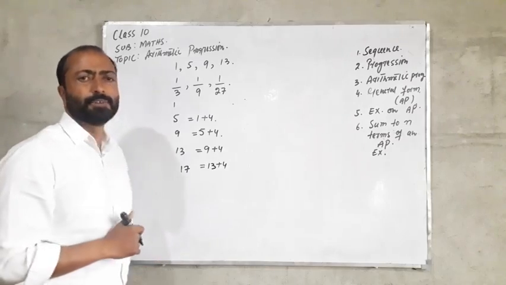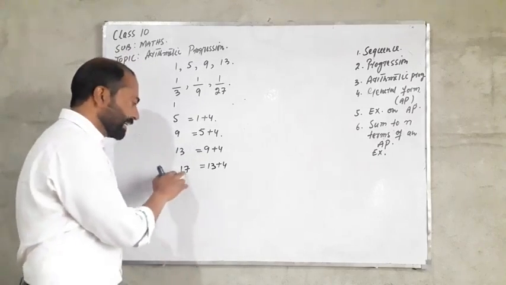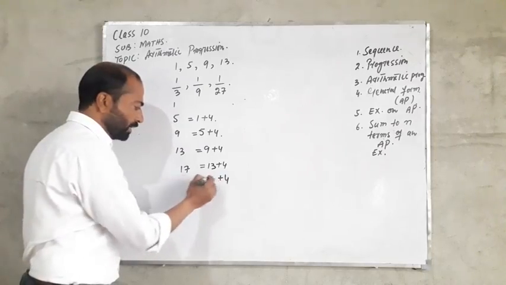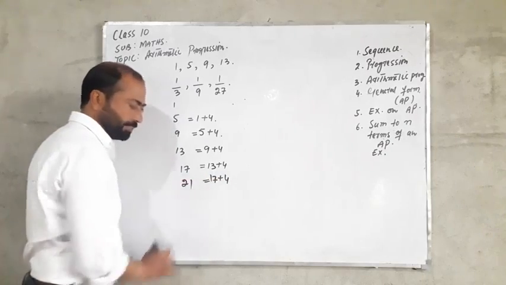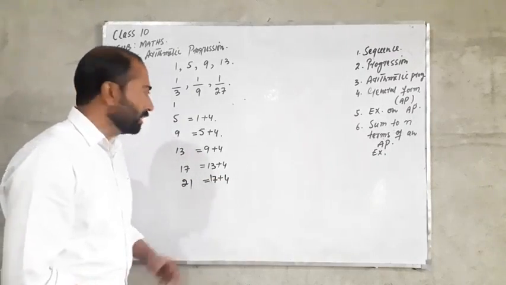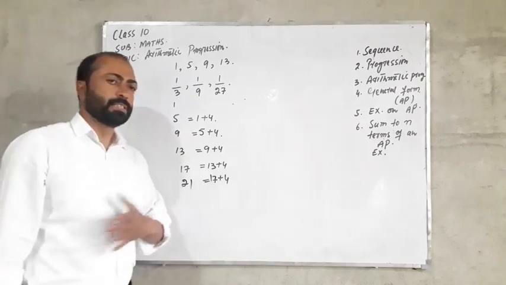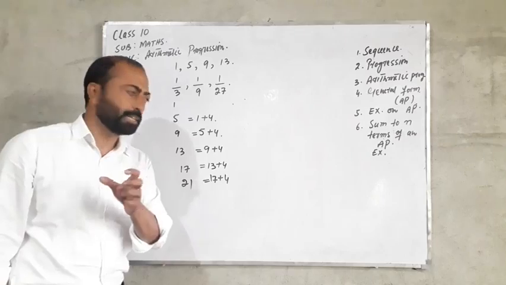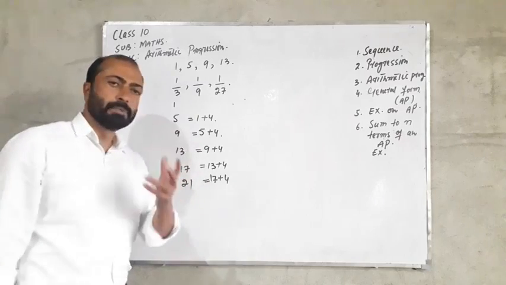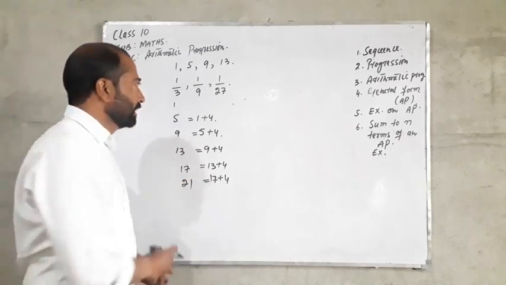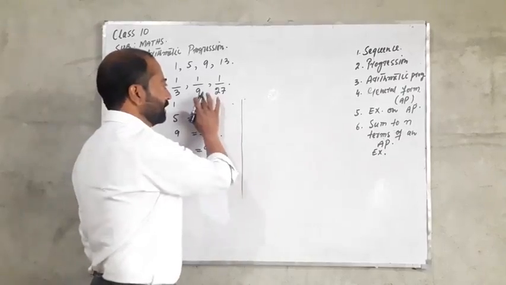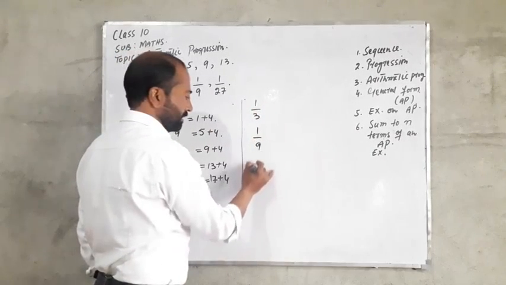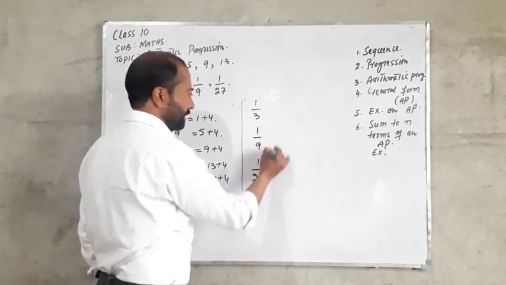Now it is easy for us to get the next term of this 17. That means you have to add 4 to this 17 to get 21. So we can observe here that these numbers form a particular sequence following a particular pattern. That means these numbers form a sequence. Similarly, look at these numbers. 1 by 3, then 1 by 9, then 1 by 27.